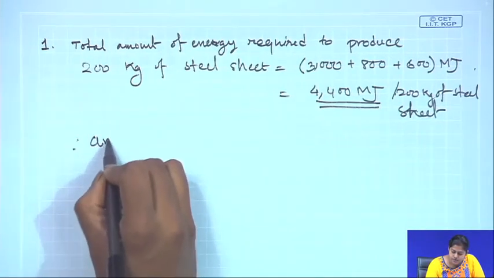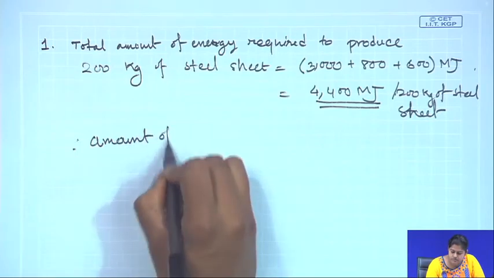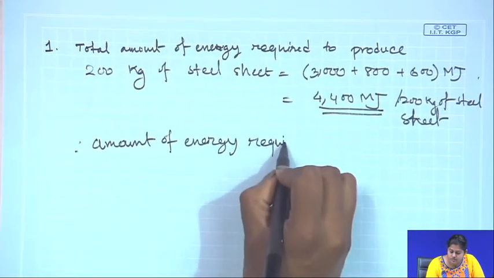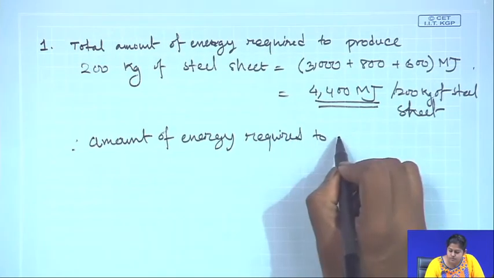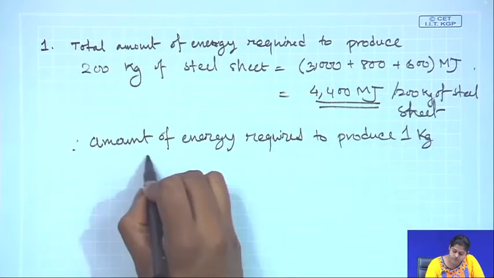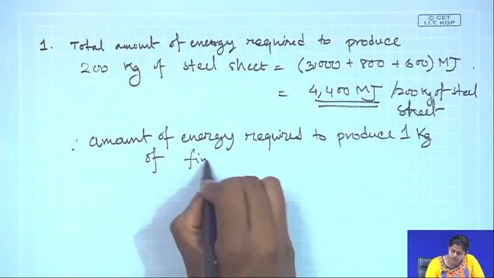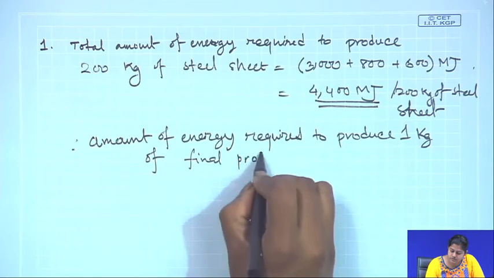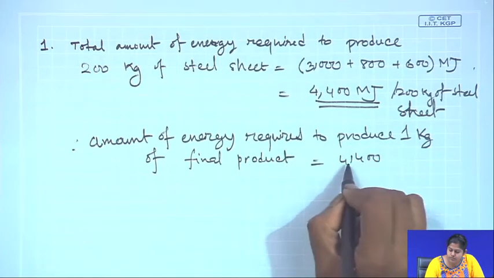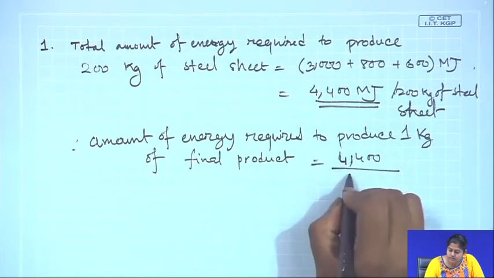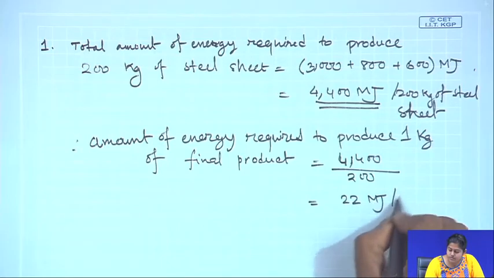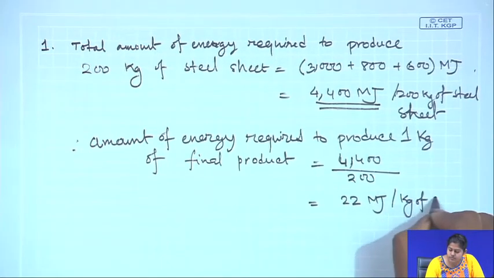Now, this amount of total energy is required per 200 kg of steel sheet. So, the amount of energy required to produce 1 kg of final product will be equal to 4400 divided by 200. So, this is 22 megajoule per kg of product.